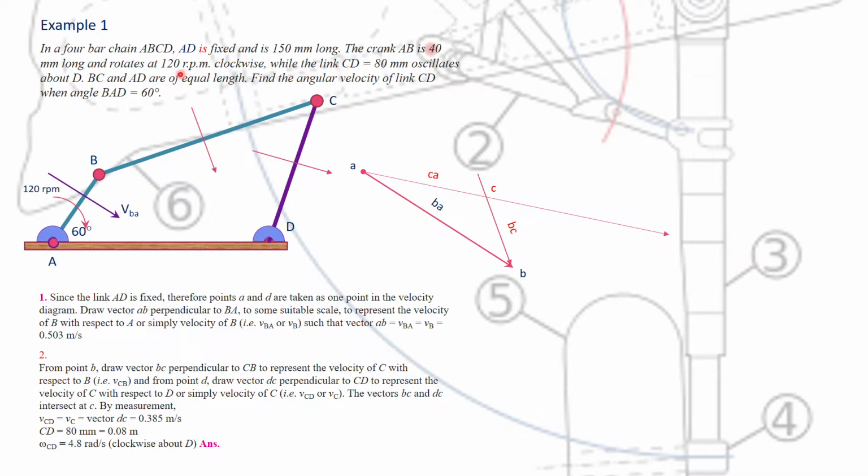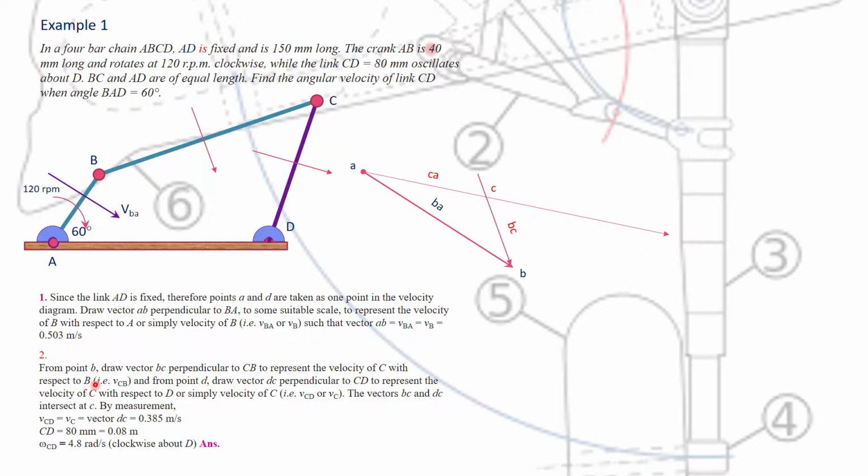And then they have said that this AB, which is rotating at 120 RPM, is in clockwise direction. So I'll put here clockwise direction, 120 RPM. 120 RPM converts to radians per second, so you have to multiply by 2 pi divided by 60. But that will be only in radians per second. How to convert it to meter per second? AB is 40 mm, which is 0.04 meter. So omega in radians per second, multiplied by 0.04 meter, you will get the velocity of B relative to A in meter per second. So that is 0.503 meter per second.